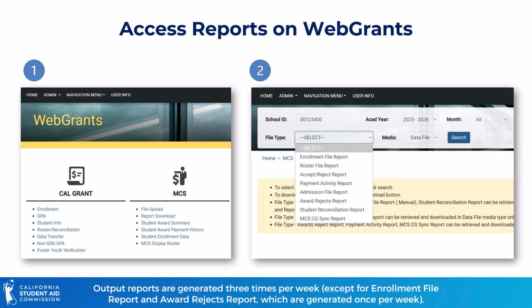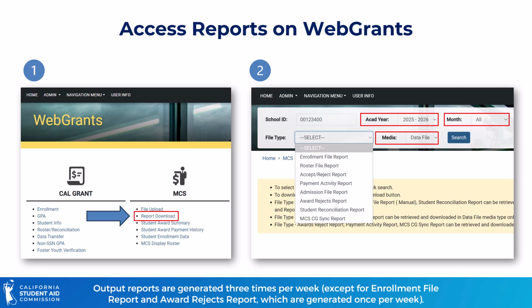To access MCS specific reports, including the payment activity and student reconciliation reports, log into Web Grants for Institutions. Under the MCS banner, click Report Download. Use the drop-down menu to select which report type you wish to run. You must also select an academic year and a month. We recommend setting the month to All to see your entire report history for that academic year.